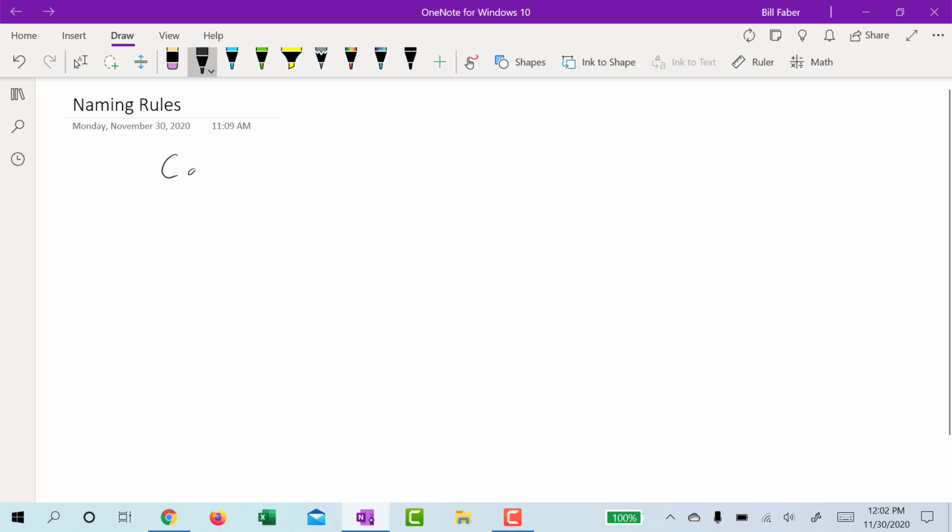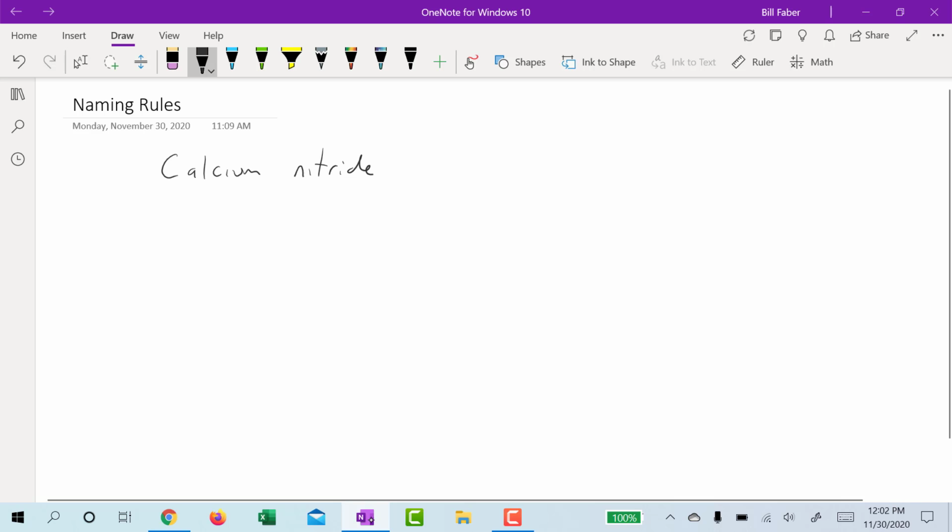If I wrote down something like calcium nitride, you would know that this is an ionic compound because this is a metal. We can look at the periodic table and know that calcium is +2 because we memorized that. It's in group 2. And nitrogen, we know when it's an ion, it's always -3 when it's monatomic or ends with "ide." This isn't nitrate or nitrite or any of those others.